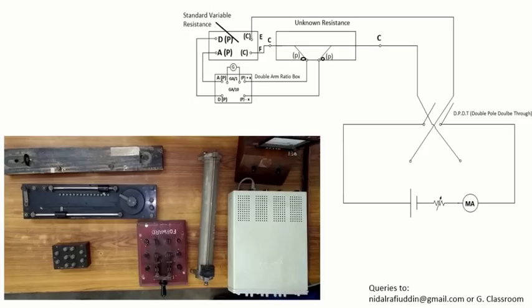Now let us correlate the equipment and the circuit diagram. We'll first try to identify the equipment using the circuit diagram. So this is the unknown resistance. On the equipment side, we have the unknown resistance here, and on the circuit diagram, it is shown here. Then we have the standard variable resistance, the double ratio box, the DPDT, rheostat, power supply, and ammeter.